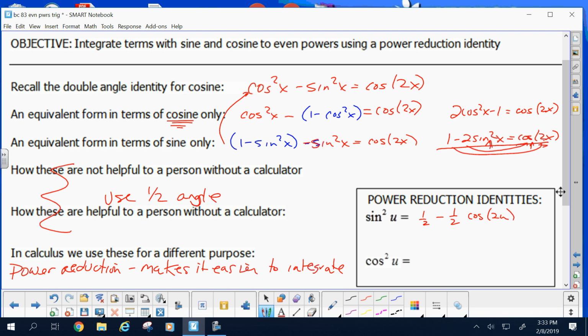It could be 2x. It could be e to the x. It could be a lot of things. It could be a function. U is a function. All right. Likewise, if I wanted cosine squared, if you look here and isolated that, I could move the 1, move the 2, and I would get that cosine squared is 1/2 plus 1/2 cosine of 2u. Those are what we're going to use to do the following problem.